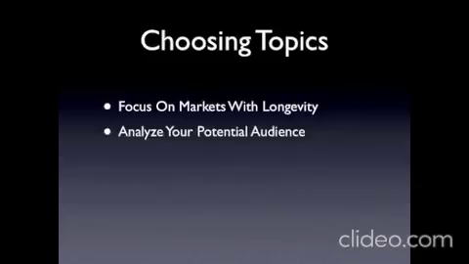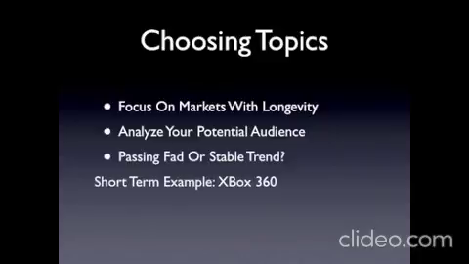Does it consist of people who are likely going to solve their problems quickly, leaving little reason to subscribe to your list? Or is your market based on a passing fad rather than a stable trend? Example, creating a mailing list on a product that is likely going to be outdated or replaced with a new version in a short period of time, such as the Xbox 360 or the Wii.